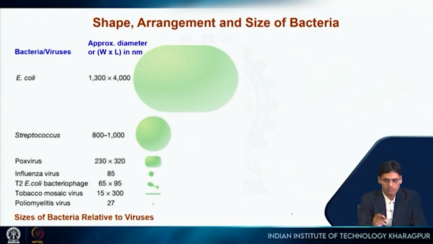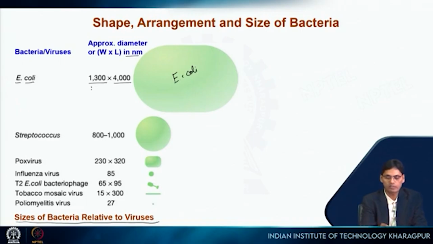So here in this diagram, I am trying to explain the size of bacteria relative to viruses. As you know, viruses are just particles, and viruses are much smaller compared to bacteria. A very common laboratory strain, for example E. coli, has its dimension mentioned here: 1300 by 4000 nanometer. So roughly this is the dimension of E. coli.